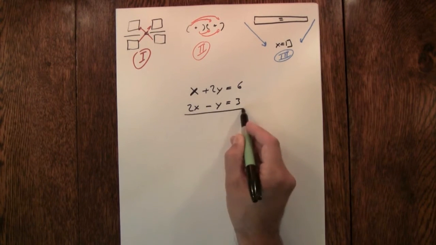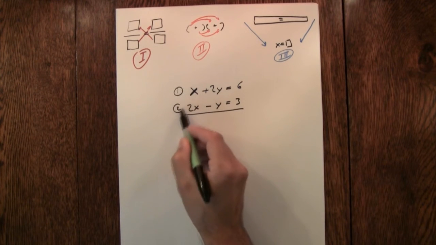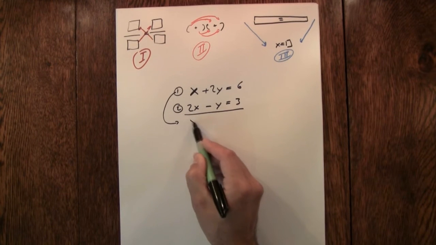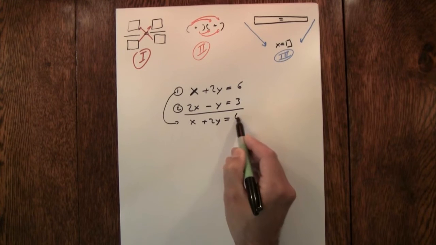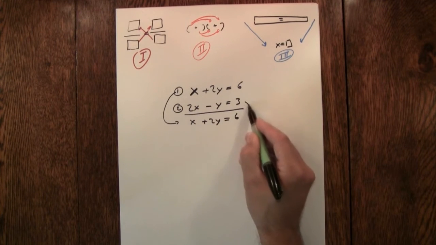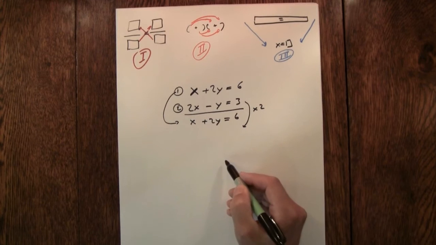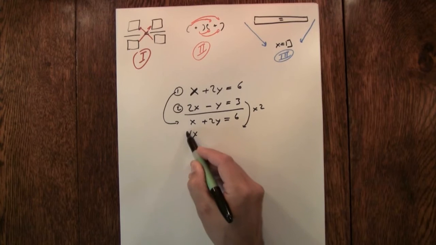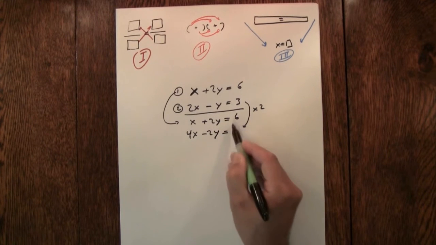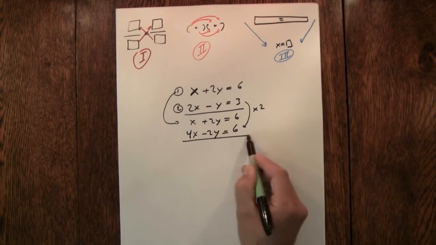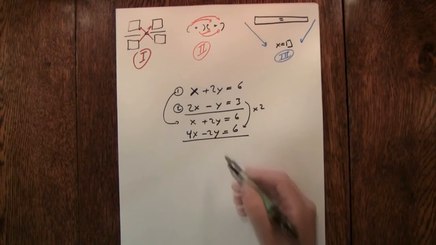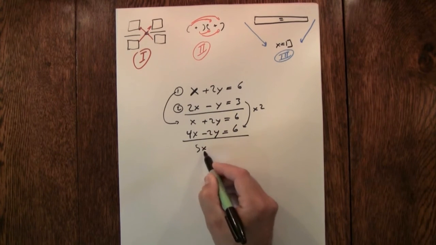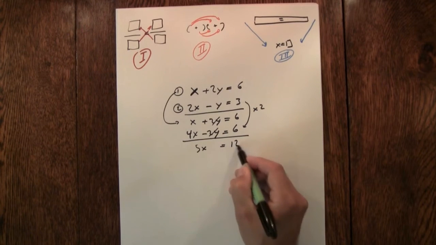So what I end up doing is, I number my equations for these guys always. My equation 1 is going to come down here again, right? x plus 2y is equal to 6. My second equation, what I'm going to do is multiply it by 2, the whole equation. And when you do that, this becomes 4x, that becomes minus 2y is equal to 6, right? And what I'm going to do now is, I'm going to add this equation with this equation. So if I add this, I'm going to get 5x, this kills this, and this is going to be 12.